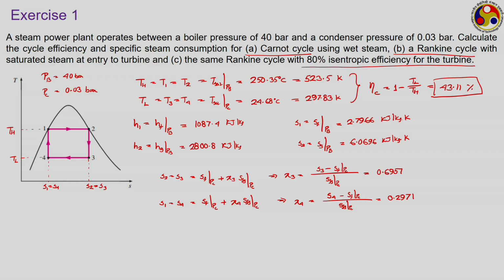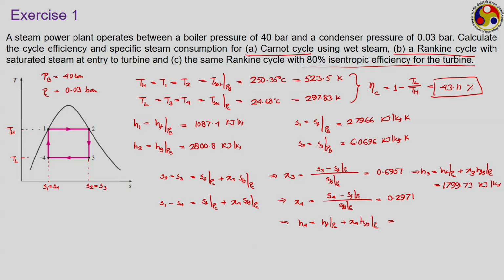Once we have X3 and X4, you can calculate H3 and H4. Your H3 will be equal to Hf corresponding to the condenser pressure plus X3 into Hfg corresponding to the condenser pressure. You have to get the values of Hf and Hg corresponding to the condenser pressure from your table. So, H3 is coming to be 1799.73 kilojoule per kg. Similarly, H4 will be equal to Hf plus X4 into Hfg, both corresponding to the condenser pressure, and this value of H4 I have not actually noted. Please calculate the number, whatever you are getting, because I have not noted the value of H4.